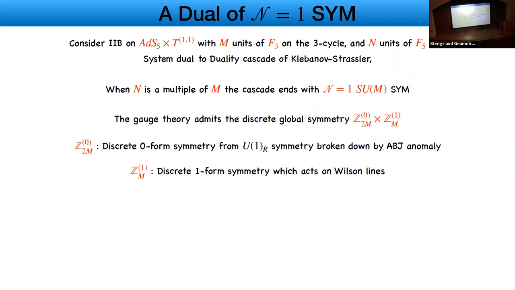The zero-form symmetry itself descends from the U(1) R symmetry, which is broken by the ABJ anomaly.